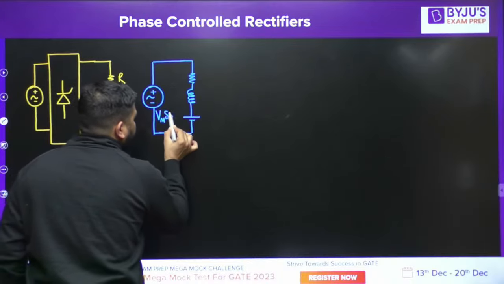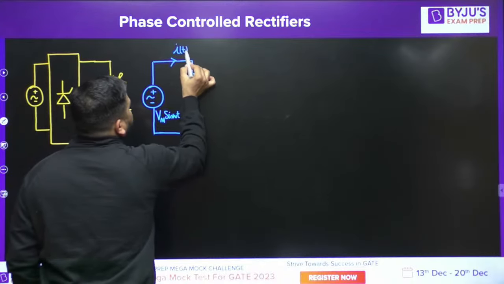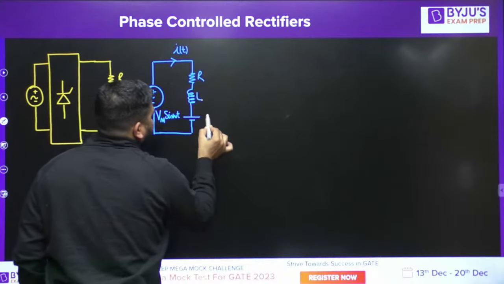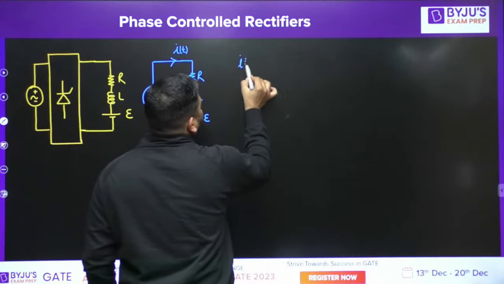Vm sin omega t. Now the current will start flowing from 0 itself, because the initial current was 0. So you can say that the current will start from 0. Now I need to write the equation for the current.